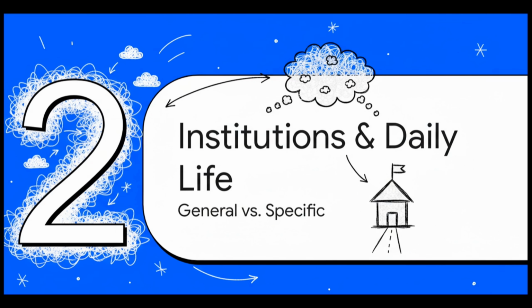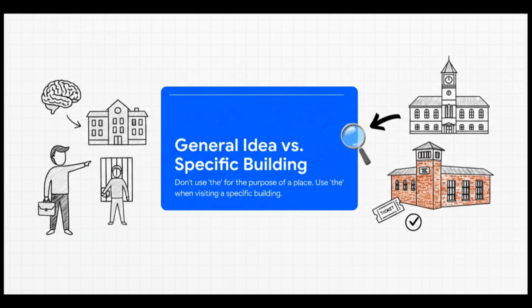Now this is where things get a little more subtle. It's all about the difference between talking about a general idea versus a specific physical building. So here's the core concept you need to remember. Are you talking about the purpose of the place, or are you talking about the actual brick-and-mortar building? If you're talking about the general idea, like being a student at school or an inmate in prison, you leave the "the" out. But if you're just popping in for a visit to a specific building, you use "the."